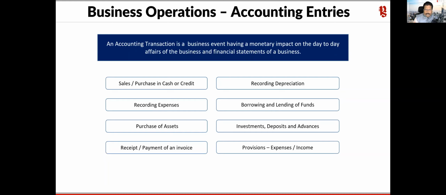So the next session, the sixth part, is where we will complete the fundamentals of business and processes, and after that we will get into the fundamentals of accounting.